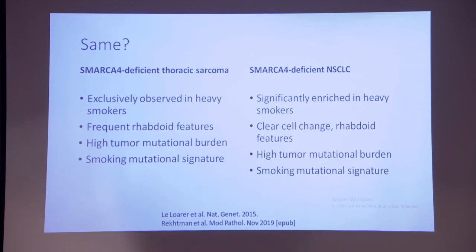I think one of the questions we're facing as a field now is whether SMARCA4 deficient thoracic sarcomas and non-small cell lung cancers might actually be the same lesion presenting at different stages, essentially. Both of them are pretty much exclusively observed in heavy smokers based on the available published data. We see frequent rhabdoid features in this so-called thoracic sarcoma. We can see some clear cell change as well as rhabdoid features in the non-small cell lung cancer with SMARCA4 deficiency. Both of them show very high tumor mutational burdens as a result of smoking, and you can perceive that smoking mutational signature in these tumors quite frequently.